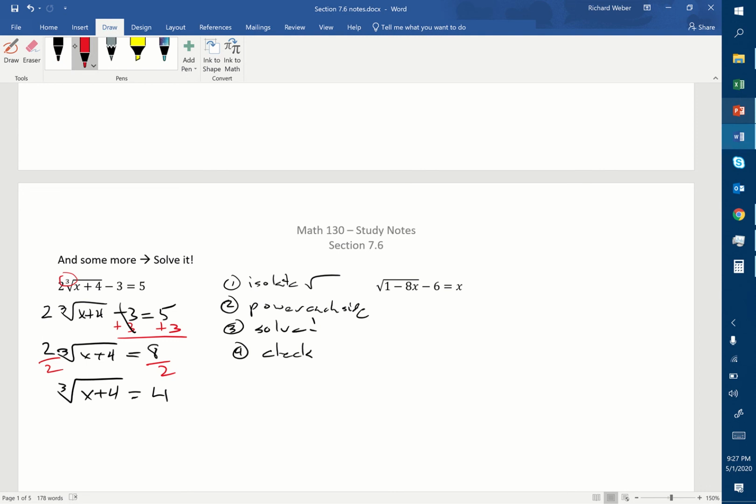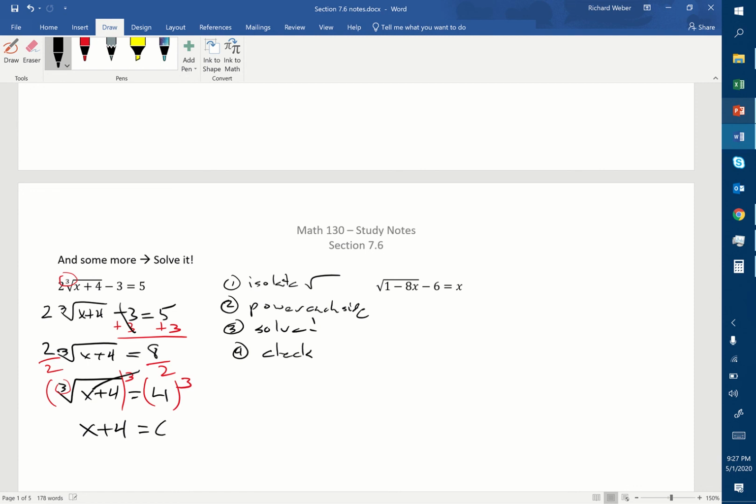Well, now we're going to power each side, but I have a question for you. Which power should we use here? Did you fall asleep on me? See how it's a third root? We should, watch out, wait for it, cube each side. Why? Because the cube root and the power 3 cancel, and we're released.